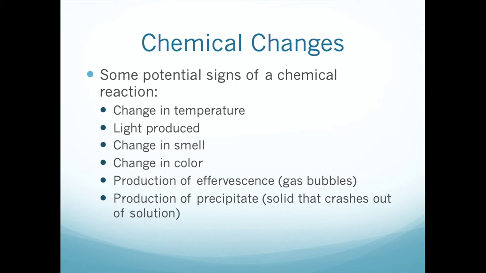A precipitate is another sign that a chemical reaction has occurred. If you mix two clear solutions and they turn cloudy, that cloudy stuff is actually a solid, and we call that a precipitate. It's any solid that crashes out when you mix together two clear solutions. It's the chemical change going on between those two solutions that causes the production of that precipitate. Again, you're not going to see all of these in a given chemical reaction, but the presence of any of them should tip you off that some chemical reaction is happening.